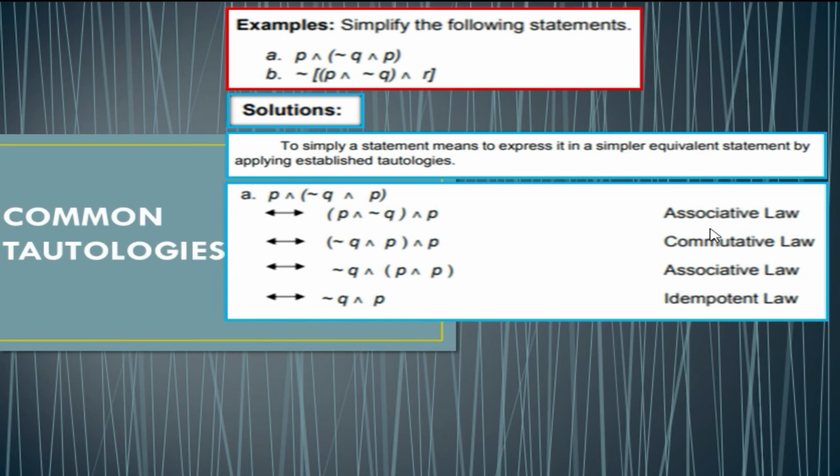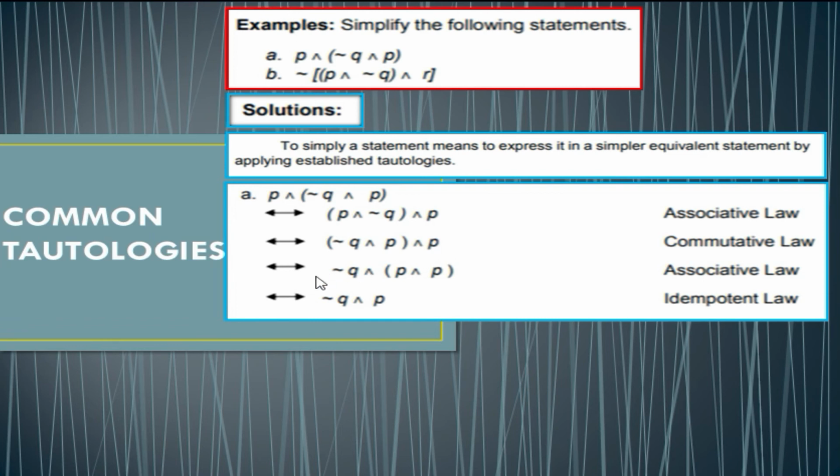This is through associative law. The parentheses will be placed first in the second. This also means that this is if and only if (not Q and P) and P. That is through commutative law. So as you can see, we just interchange P and not Q here. We write first not Q and P, then it's followed by the same P.